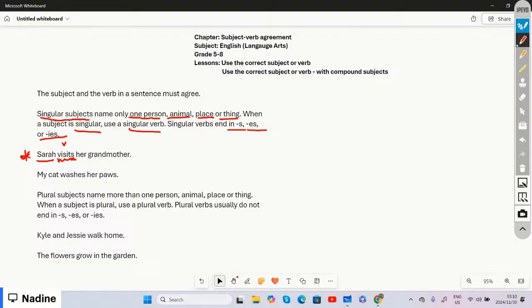If you look at another example, my cat. You see, we have one animal, one cat. My cat washes her paws. Cat is our singular subject, and washes is our singular verb that ends with es. So the es indicates that this is a singular verb that agrees with our singular subject.